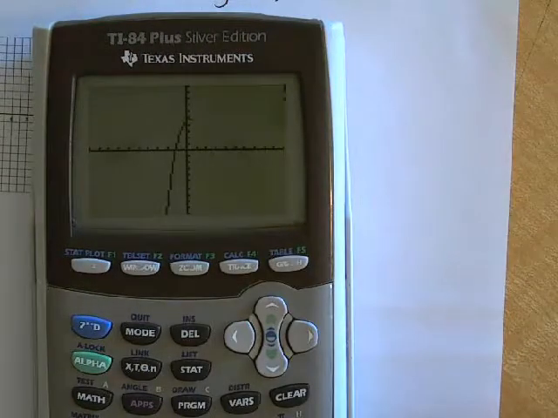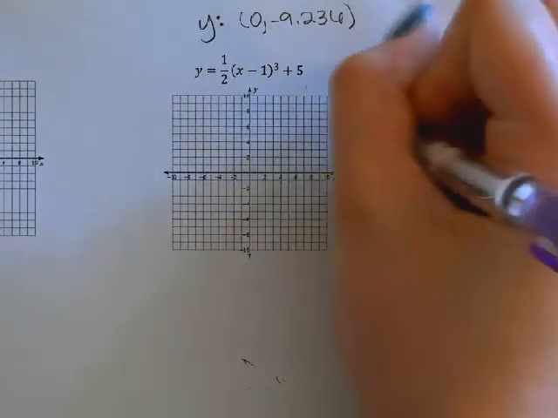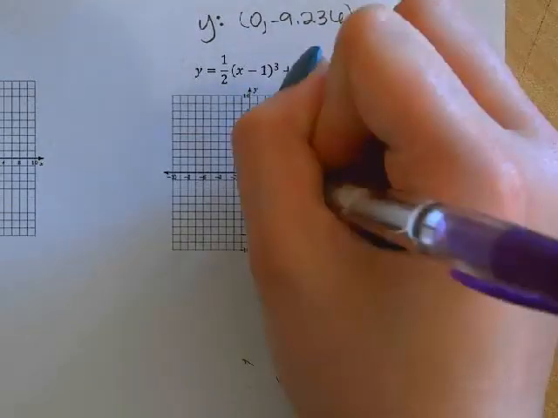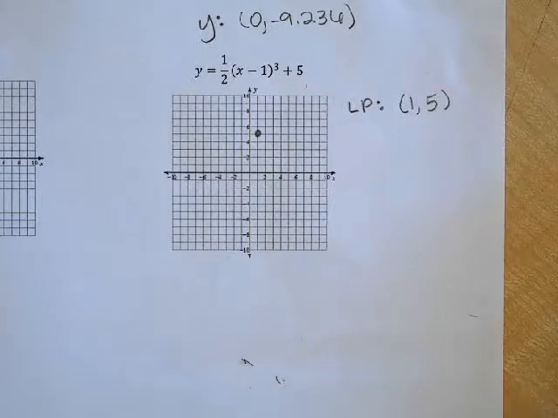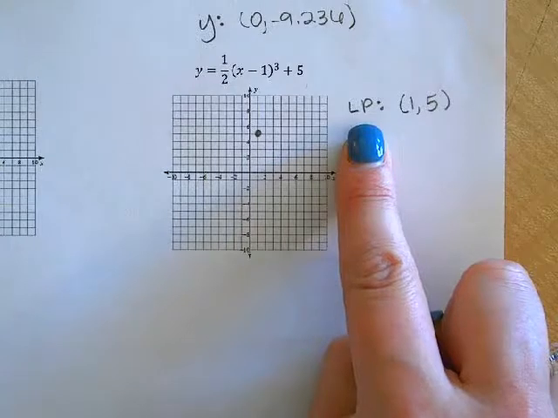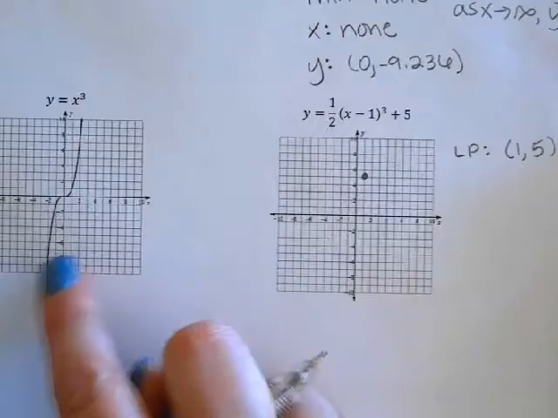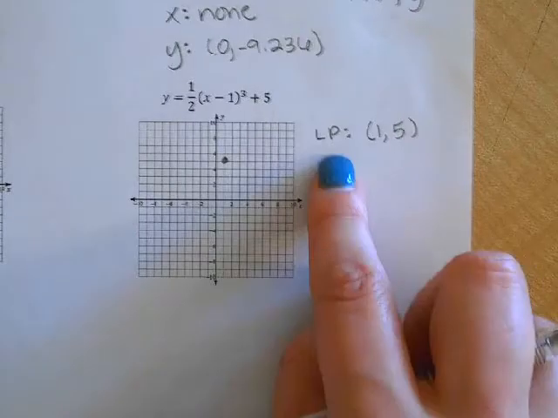What is the locator point on this one? Yeah, the locator point is (1, 5). So when we look at the table, we're going to be very interested in what's happening around x equals 1. So again, we call this a locator point, not a vertex, because technically a vertex is where you switch from increasing to decreasing or switch from decreasing to increasing. And so here we're increasing, leveling off, and then increasing again. So that's why we don't call it a vertex. We call it a locator point.